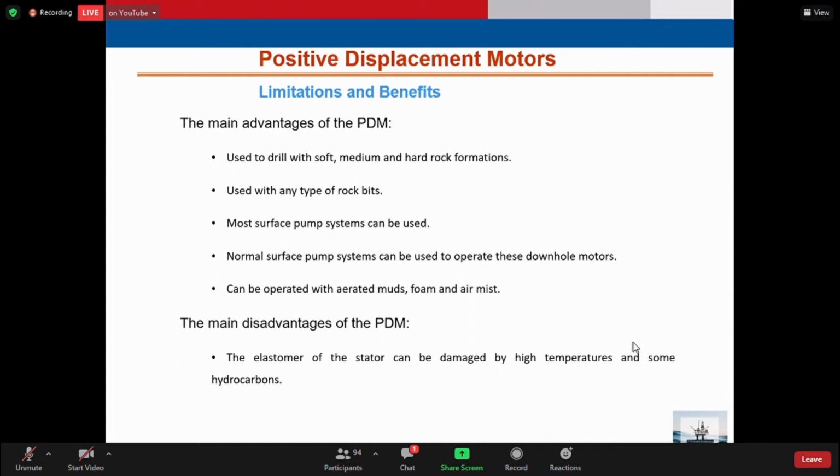It can be used also with any rock bit types. It can be used with PDC, or with roller cone. Any types of rock bits can be used with the positive displacement motor.